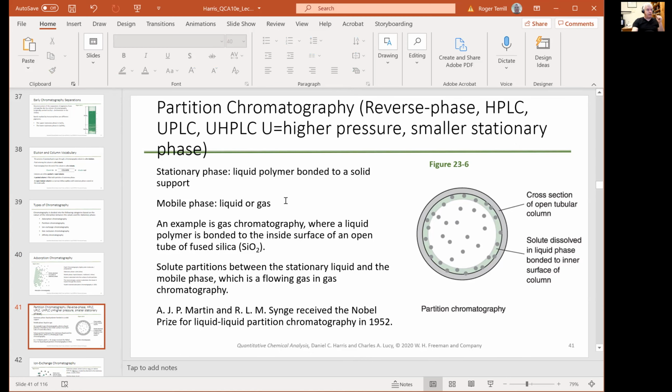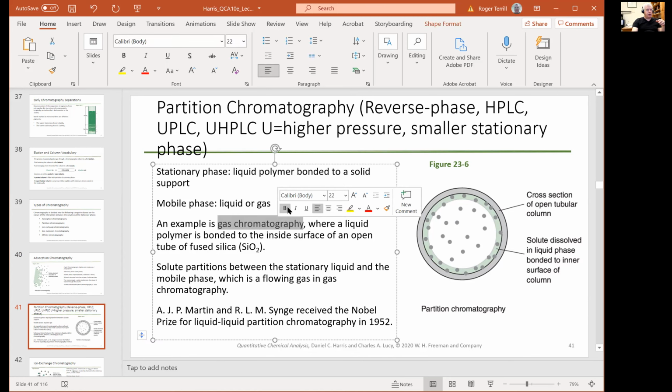You could say that gas chromatography is partition. That works too, because GC also uses a polymer coating on the inside of a capillary, and the polymer might be 100 nanometers thick or so, but it's a uniform polymer that hopefully stays stuck to the stationary phase.